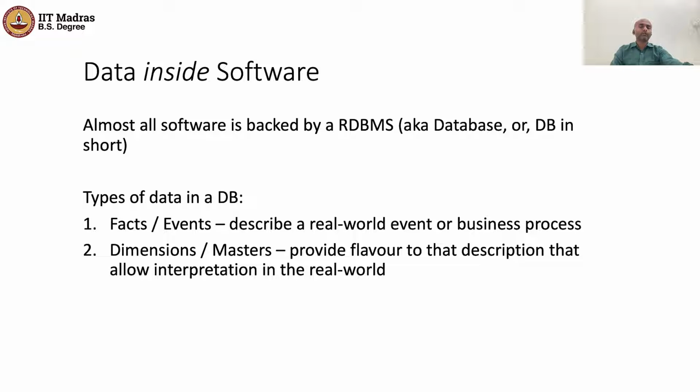Now, facts are what constitute the core functioning of that particular software. So they describe a real-world event or a business process, and the software is actually meant for a particular business process. So therefore, facts are core to what the software produces as data exhaust. So the example here would be, if I am the ticket booking software IRCTC, then the ticket booking itself is a fact, right? So that will be one example.